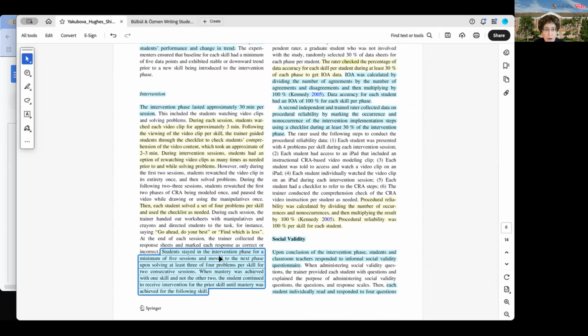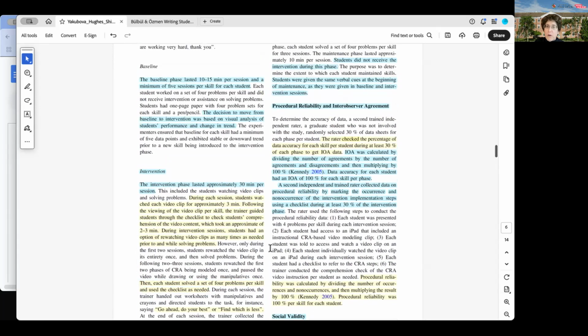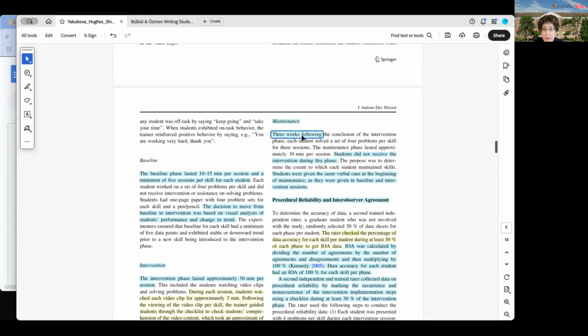So the students were learning for, it's saying here, students stayed in the intervention phase for a minimum of 5 sessions and moved to the next phase upon solving at least 3 out of 4 problems correctly per skill for 2 consecutive sessions. When mastery was achieved with one skill and not the other, the student continued to receive intervention for the prior skill until mastery was achieved for the following skill. So they really had the students working for a long time with the content. So then 3 weeks later, they did maintenance probes.